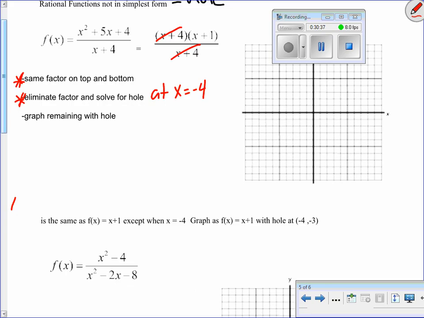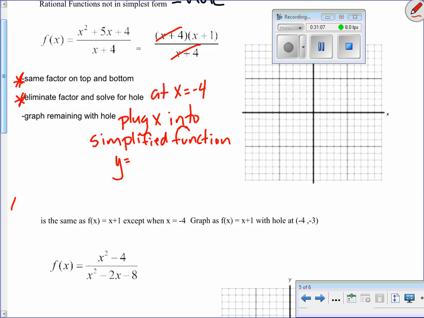And actually, to get where that piece is, I'm going to go ahead and plug that into our simplified function, rather, to get that y value. It wouldn't make sense to use the original because there is technically no hole in the original. We want to look at the simplified version here. So if I plug negative 4 in there, we're going to get y equals negative 4 plus 1. So it's at negative 3. So the hole is at negative 4, negative 3.